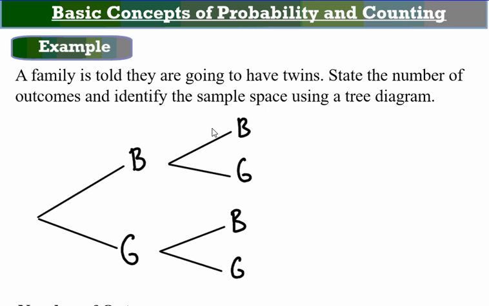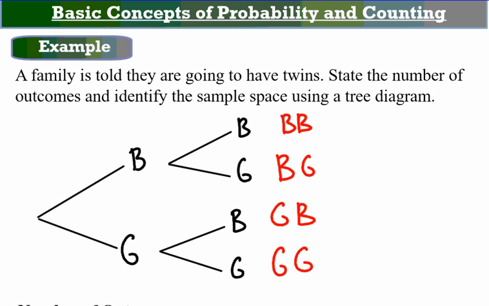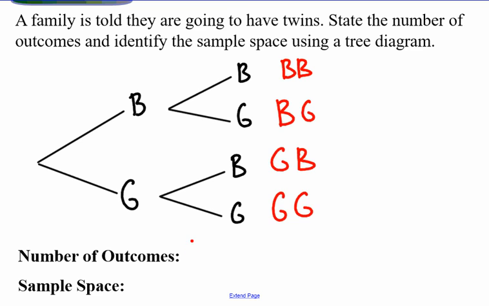So I could have boy and then boy. So we'd say boy, boy. I could have a boy and then a girl. So we'd say boy, girl. We could have a girl and then a boy. So we'd say girl, boy. And then we could have a girl and then a girl. We'd say girl, girl. So the number of outcomes, we can see there are 4 outcomes.